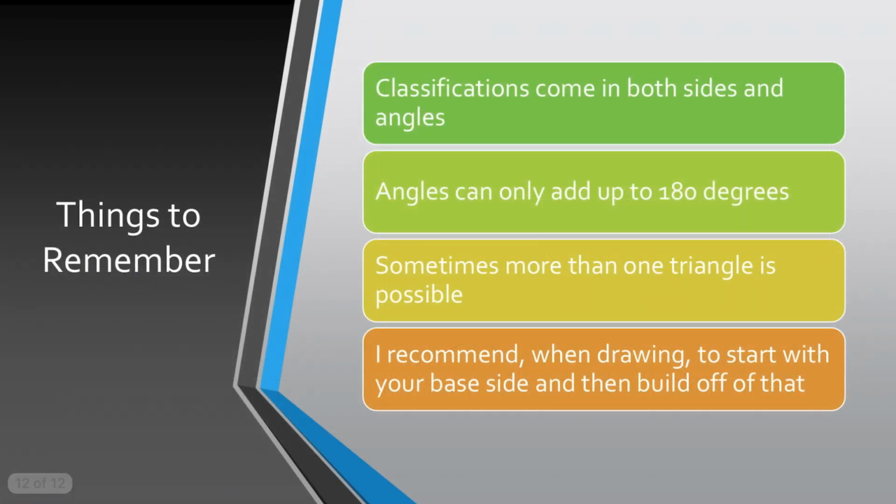Okay, so some things to remember is that you can have classifications in both sides and angles, and you should be able to get one from each category. The angles have to add up to 180 degrees. It can't be more, it can't be less. In Euclidean geometry, it has to be exactly 180 degrees. Sometimes you can make more than one triangle with the same given information.